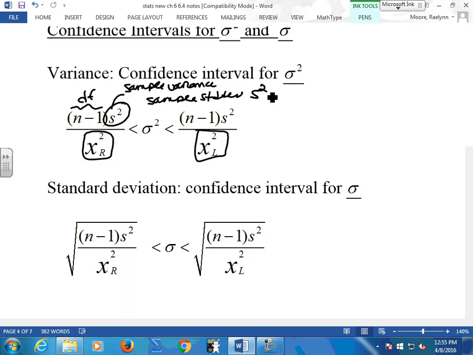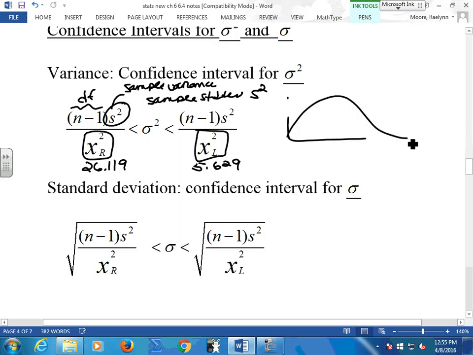So what were our last two that we found? They were 5.629 and 26.119. Okay, so why would we put the larger one on the left when we make an equation? In our graph, it went like this. So it's positive. No, they're both positive. I just want to know why isn't the left over here? Why isn't the right over here and the left over here? Because math. Because why?